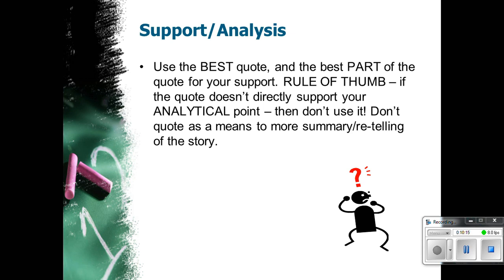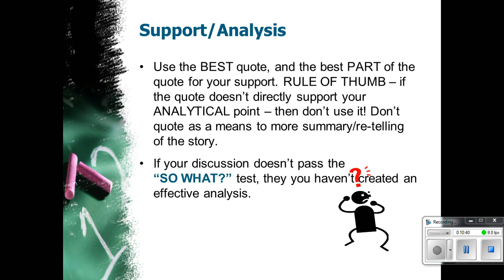Don't give me a quote that just supports your summarization of the story. And I see that a lot. It doesn't do me any good. I look at it and go, so big deal. So you're supporting the fact that Rose of Sharon had a mysterious smile on her face by giving me the quote where the narrator says Rose of Sharon has a mysterious smile on her face. That didn't do me anything. That didn't move us forward. That didn't move the discussion forward in any way. Don't quote as a means of summary or retelling the story.